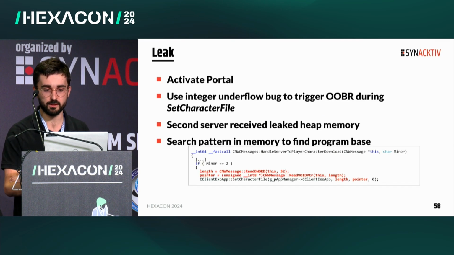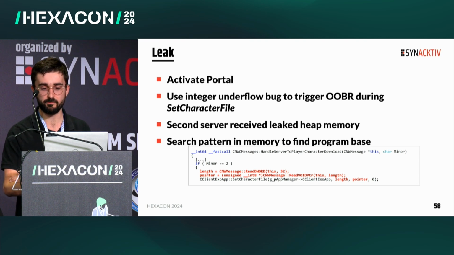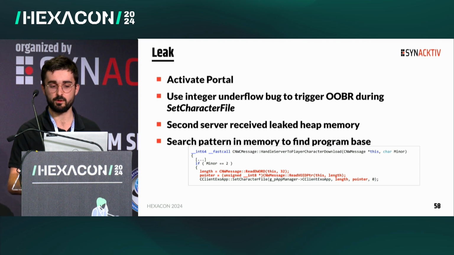To sum up, we can exploit the integer underflow bugs by abusing this feature. The malicious server will send an activate portal message. After, we trigger the integer underflow bug to send a character file with an incorrect length, and the client will initialize the character file with heap memory. And this heap memory will be sent to a second server, also controlled by the attacker.